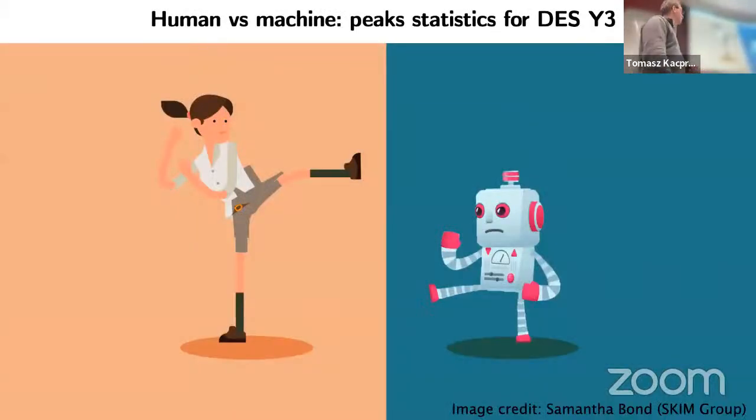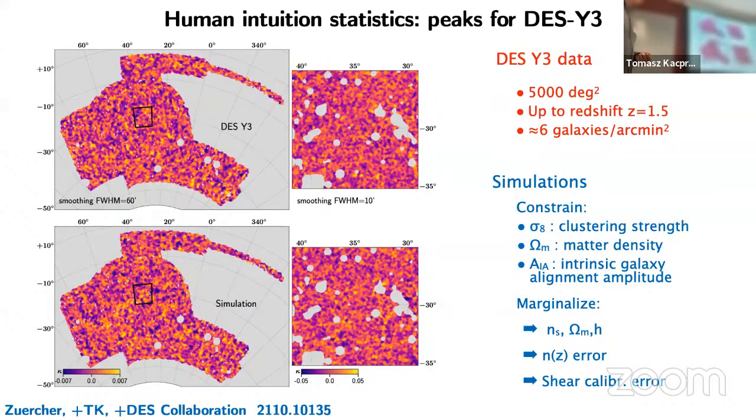Just as a side note, we also have a little bit of a competition going on between the machine learners and humans. So human intuition statistics such as peak counts or Minkowski functionals, voids. One can think of all sorts of different features to pre-compute from these maps. And we now have at ETH Zurich people working on peak counts and people working on machine learning, seeing which ones will be better. This is an example analysis that I led together with Dominic Zürcher, who was a PhD student at Zurich, on peak counts from the DES survey.